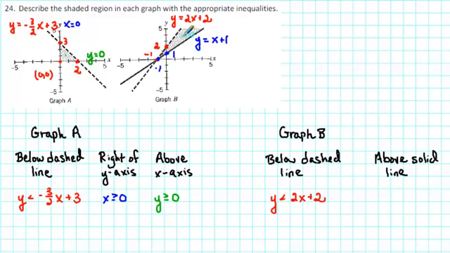But our shaded region is above or on the solid line, so we're going to use the inequality greater than or equal. So y is greater than or equal to x plus 1. These two inequalities together describe the shaded region in graph B.